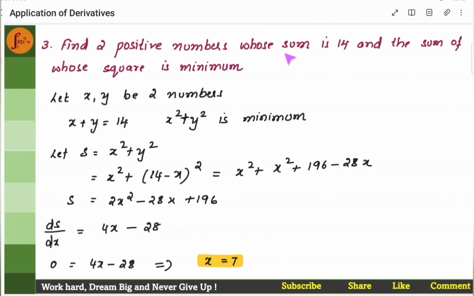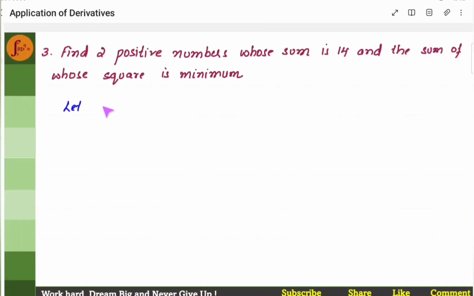Let's take another problem. Find two positive numbers whose sum is 14. Again, when you add these two numbers, it's 14. And the sum of whose squares is minimum. Sum of squares is minimum. Let's solve this. Let the two numbers be x and y. And when you add these numbers, you get 14. Sum of the squares. Sum of their squares means x square plus y square.